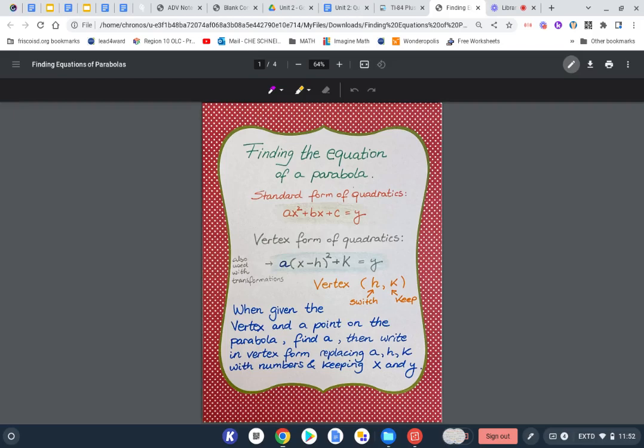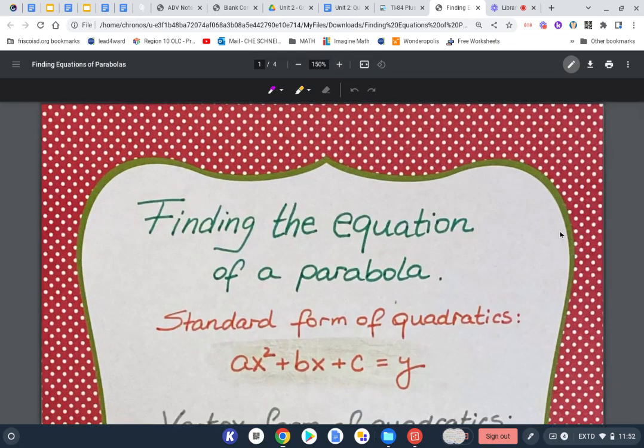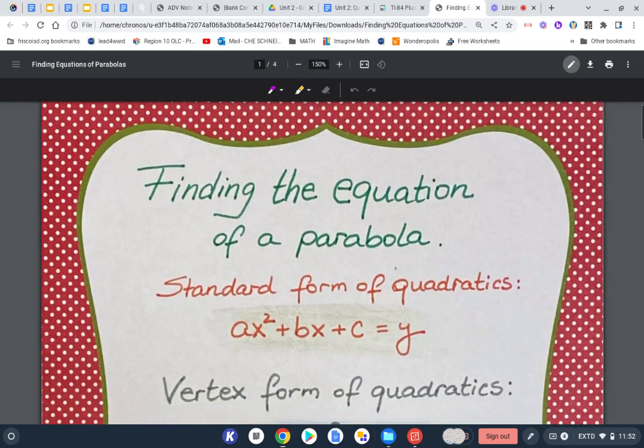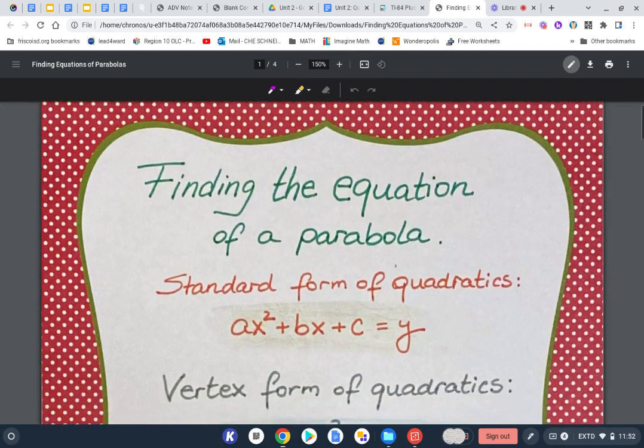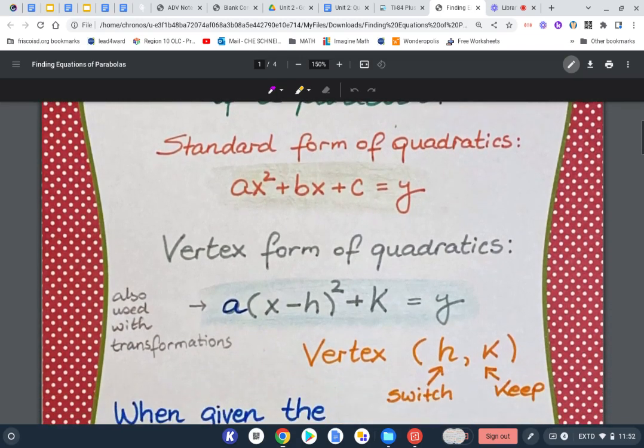Okay, hello, and let's take a look at finding the equation of a parabola. So we're talking about quadratics here, and we want to know how to find the equation when given some information. Is it always possible to find the equation of a parabola? Well, it depends on what is given to you. You have to have enough information in order to determine the equation.